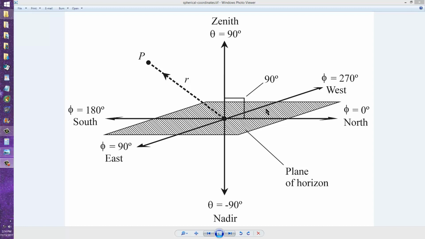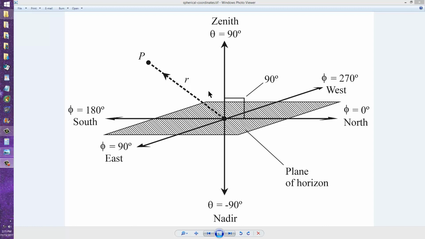This flat looking thing, this hash marked thing, the XY axis or the east, west, north, south axis is the plane of the horizon. That's straight up, that's straight down, that's you. So you can define your position of the point P, as in Papa, according to a certain distance in those three directions, x, y, and z axes.